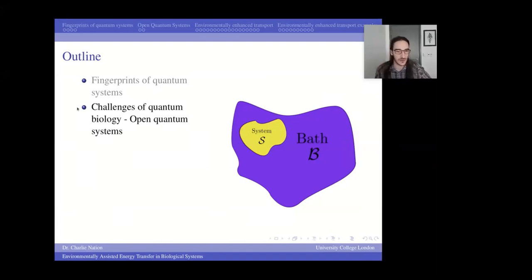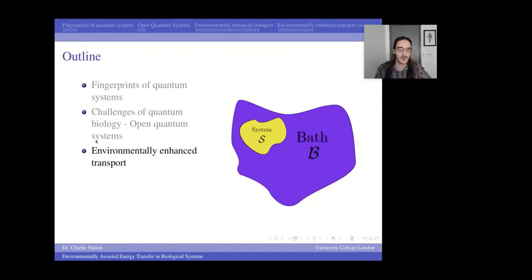I'll just give a very brief overview of open quantum systems, though I know you're going to have a more substantial lecture on an introduction to this tomorrow, so I won't go into much detail, but just enough to describe what we mean by the environment and how a physicist treats it.